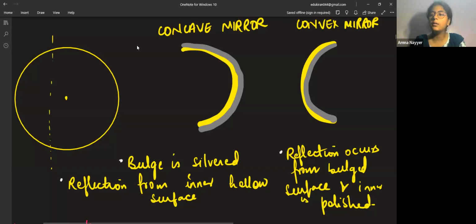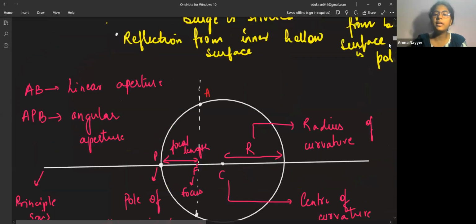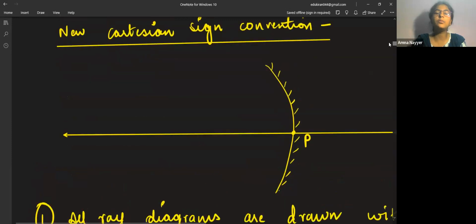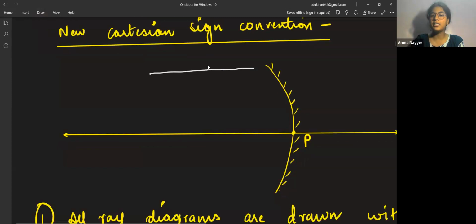All right. Now, see, let's start with the sign convention. When we are talking about the new Cartesian sign convention, some rules are there. First is that wherever you are drawing or taking the sign convention, it is taken along with the incident ray of light. So we take the direction of the incident ray to be positive. Suppose this is the direction of the incident ray. So the direction of the incident ray is taken positive.